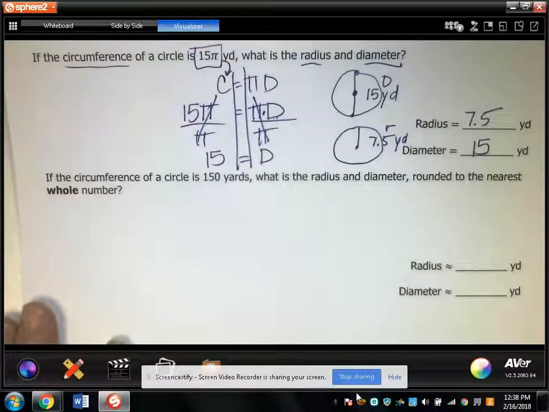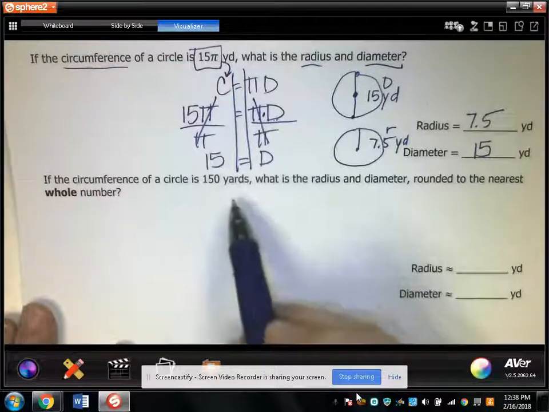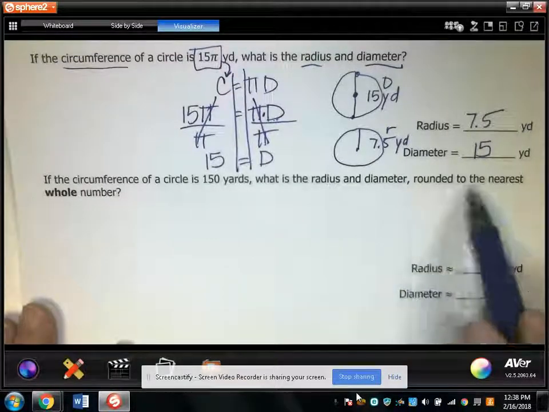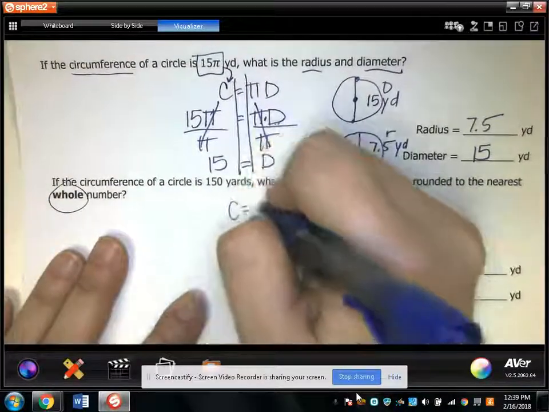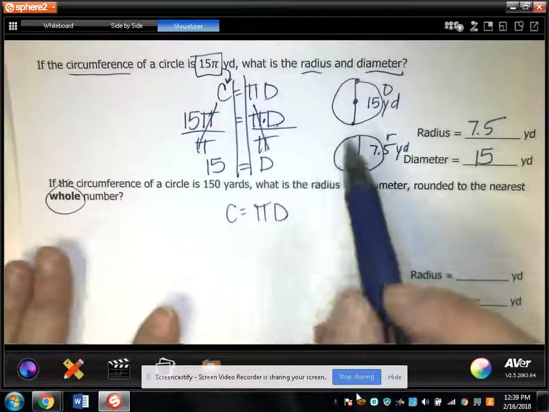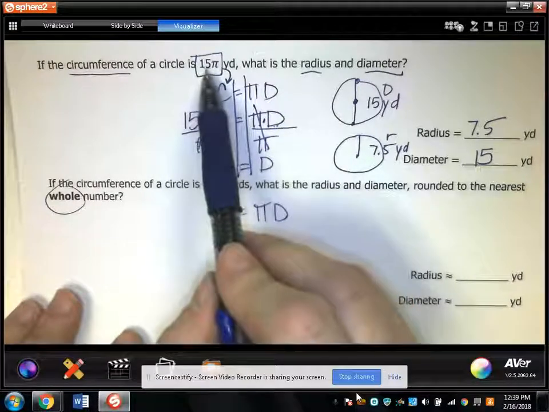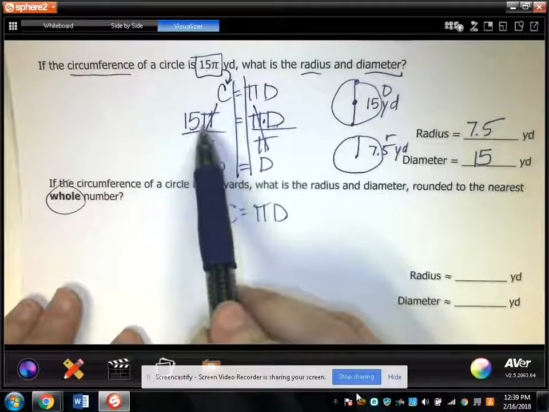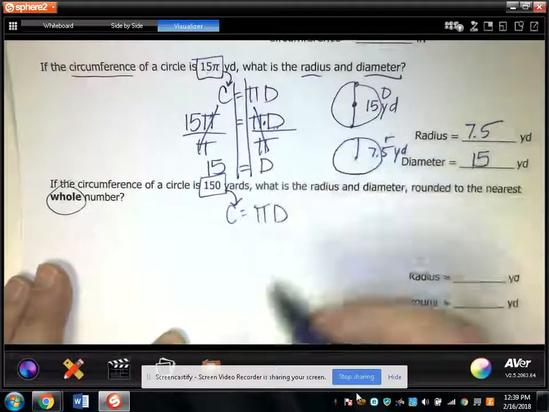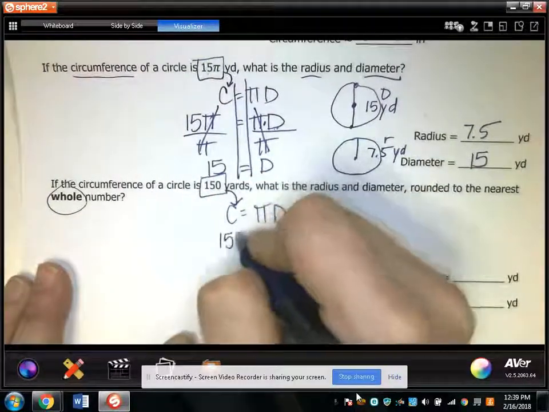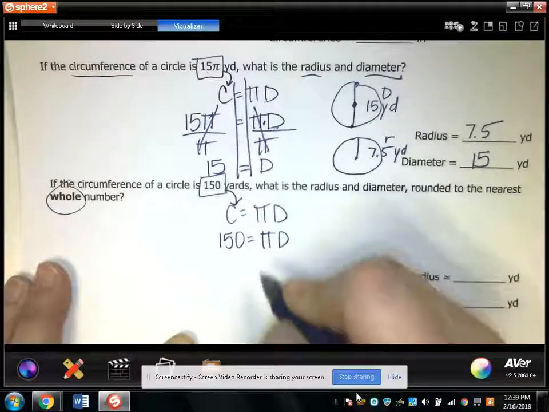If the circumference of a circle is 150 yards, what is the radius and diameter rounded to the nearest whole number? Whole number. All right, well, I'm going to start with my formula. Circumference is pi times diameter. Now, last time they told us the circumference was 15 pi, so I plugged in 15 pi. This time they're just telling us it's 150, no pi symbol. So I'm going to plug in 150 equals pi times diameter.